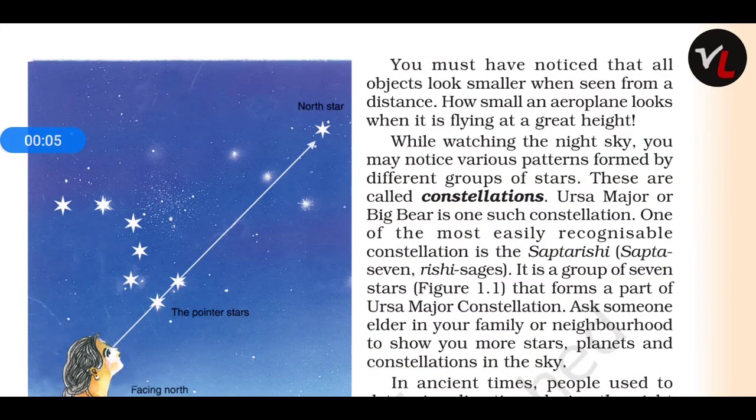Now what are constellations? While watching the night sky, you may notice various patterns formed by different groups of stars. These are called constellations. So, various patterns formed by different groups of stars. These patterns are called constellations. What are examples of constellations? Ursa Major or Big Bear is one such constellation. Another one is Saptarishi. Saptarishi is also an example of a constellation.